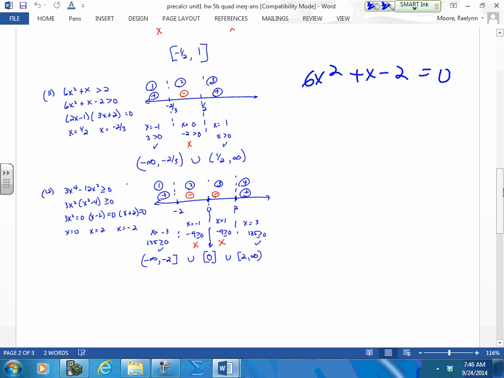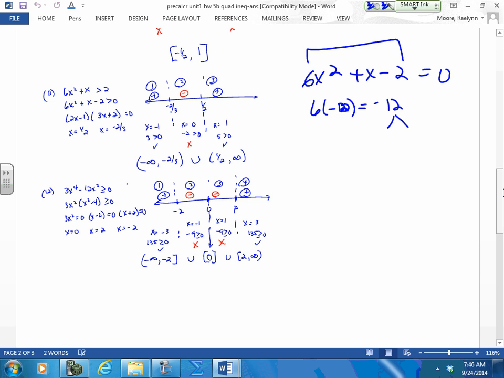Let's set this equal to 0. When all else fails, A times C. We can't divide by 2 because your middle term only is 1. So A times C, this works every time. This is going to give you 6 times a negative 2, gives you negative 12.